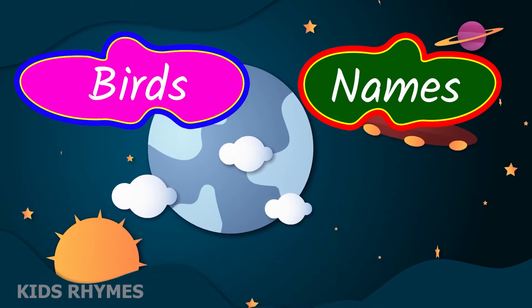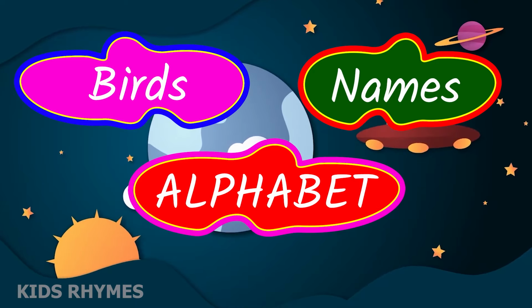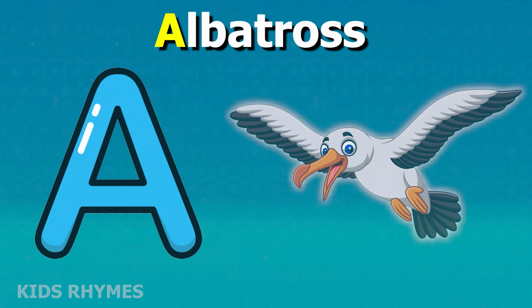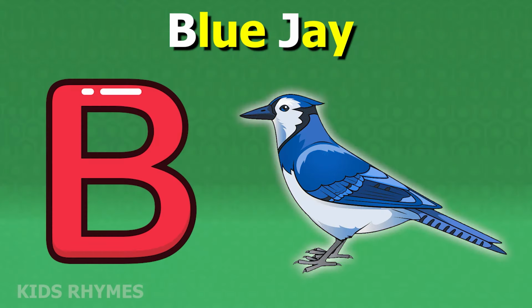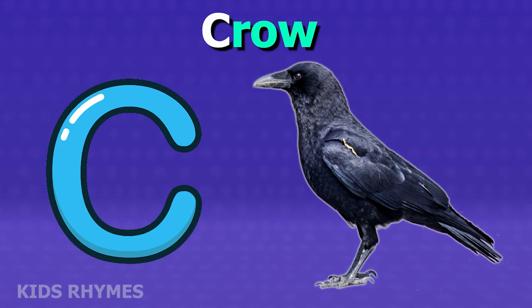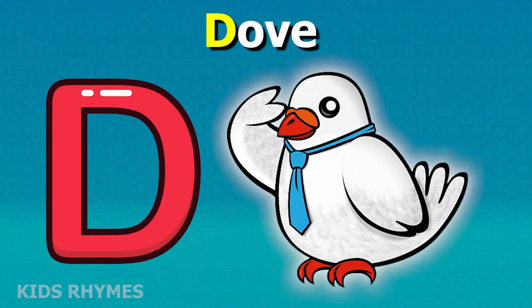Bird names according to alphabet. A for albatross, B for blue jay, C for crow, D for dove.